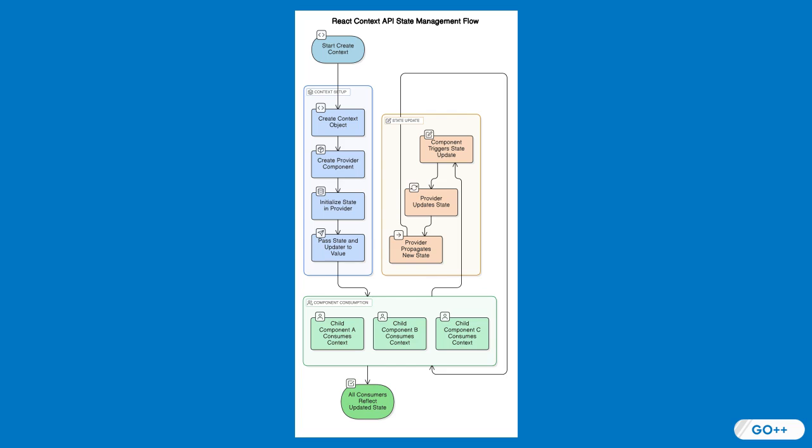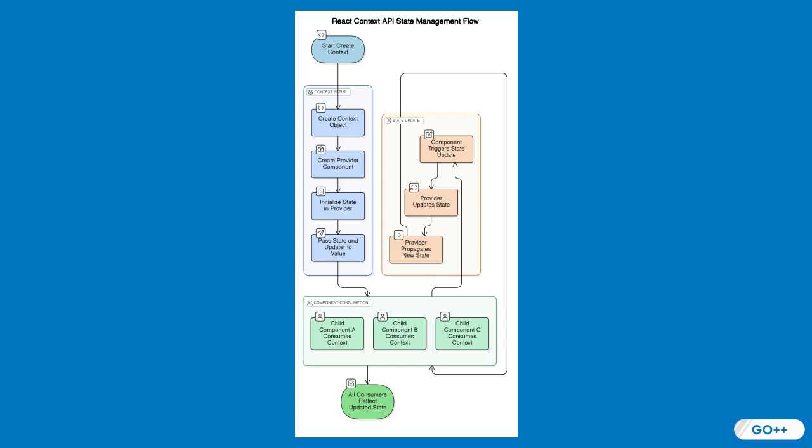Whether you're a seasoned React developer or just starting out, understanding the Context API is crucial for building scalable and maintainable applications. Let's start by breaking down the core concepts of the Context API. First, we have the context itself, which is created using the React createContext function. Think of it as a special container that holds global data or configuration.